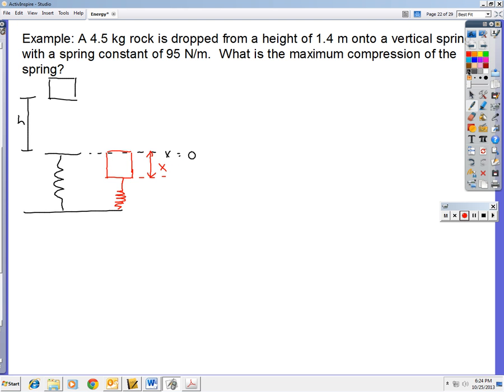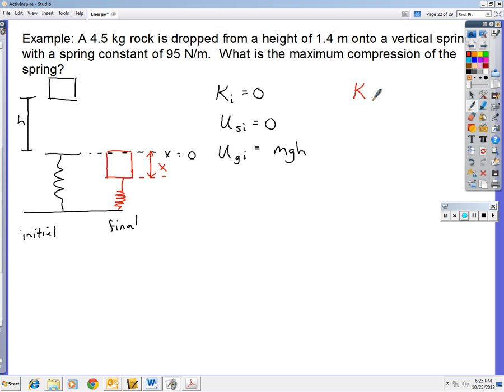There are three kinds of energy here: kinetic, spring potential, and gravitational potential energy. Initially, Ki is 0. Also, the spring potential energy is 0 as well, because it's not stretched or compressed. But the gravitational potential energy is going to be mgh, because we're taking the unstretched length of the spring to be the 0 point.